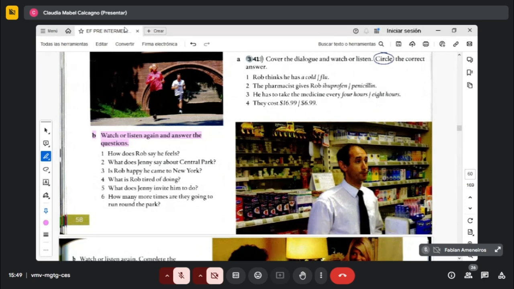Okay, number 2 says, what does Jenny say about Central Park? Fantastic. Okay, it is her favorite place in New York, because Central Park is her favorite place, and beautiful. Yeah, beautiful, fantastic, a fantastic place, a beautiful place, and her favorite place.